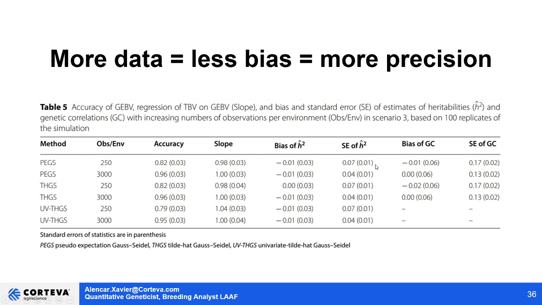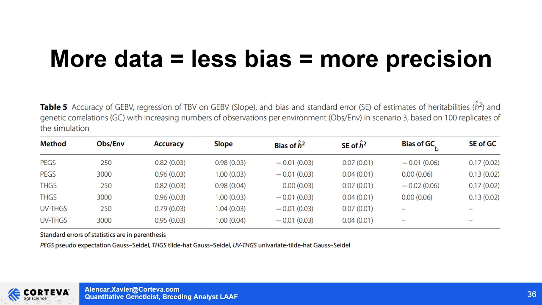The standard error of the heritability dropped from that 0.07 we were looking at earlier to 0.04, which was the same as the REML report. Presumably, as the number of observations increases, your precision will increase and standard error will decrease.